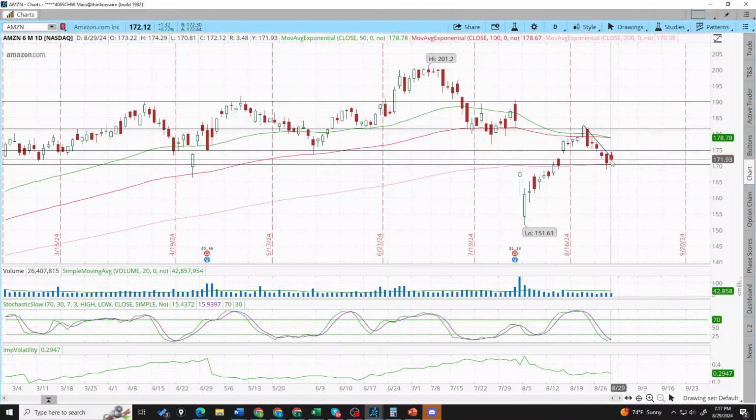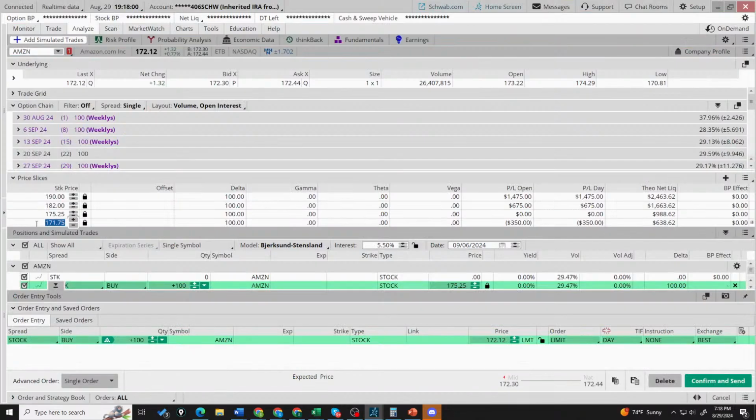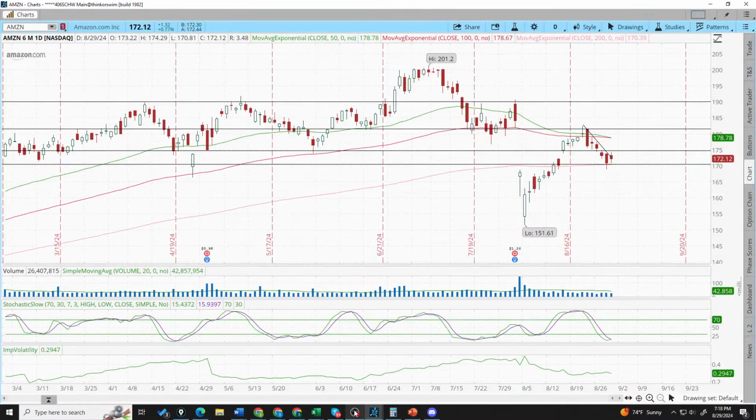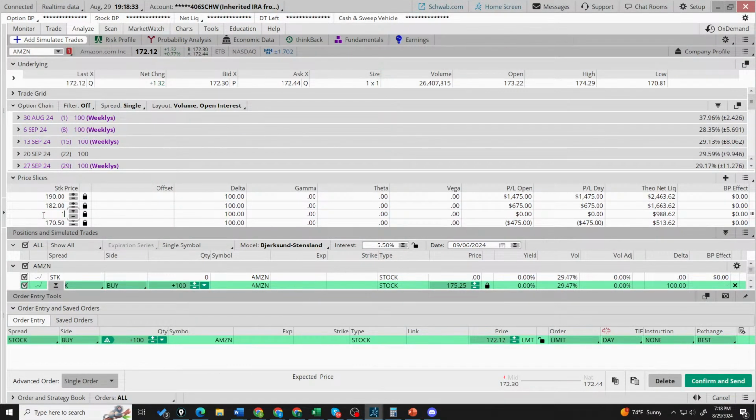Stop loss, 170.81. I say maybe 170.50. Entry. Whoa. What did we say the entry was? 174.60. Boom.